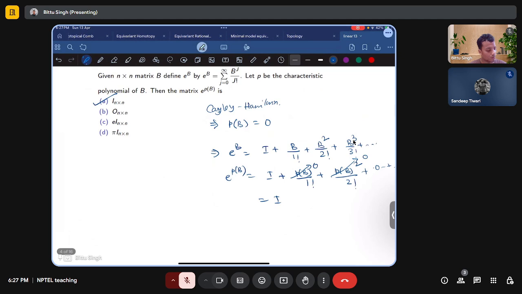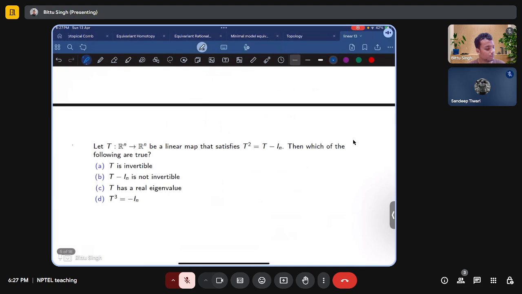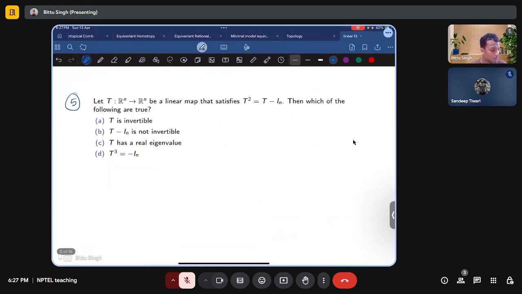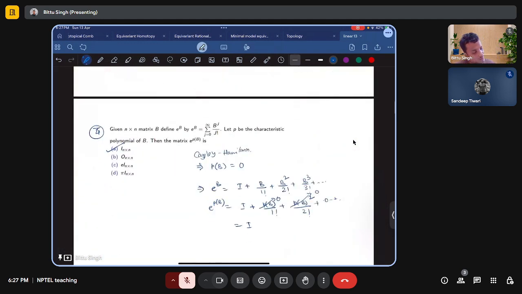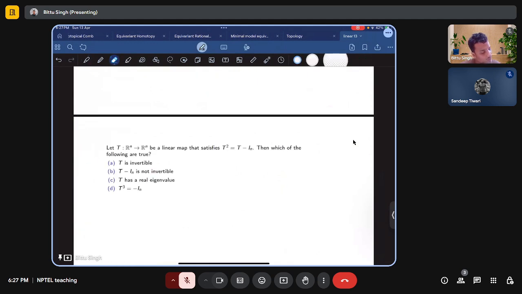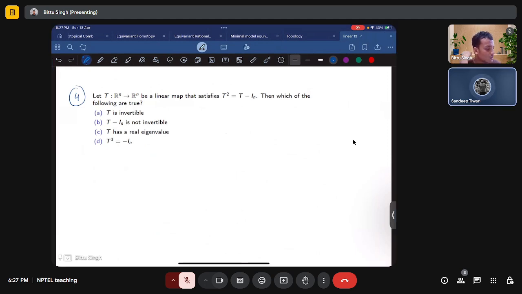Okay, so this is our question number 4. Sorry, this is question number 2, 3. This is 4. Here T squared satisfies the property T squared is T minus I. So what can be said about eigenvalues? T is invertible, yes, it is right.